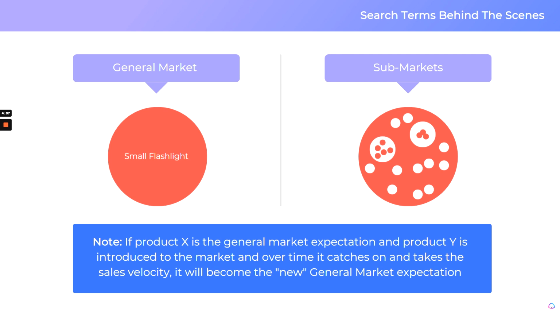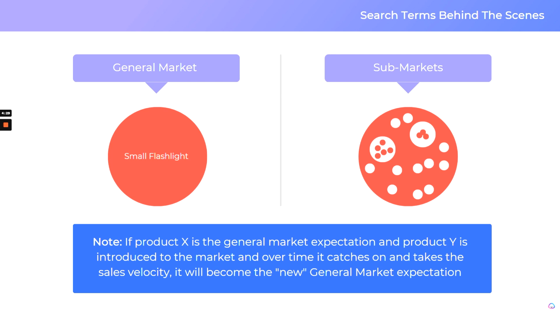But then there's sub markets, right? So flashlight, 500 lumens or 1,000 lumens or 1,500 lumens, there are certain characteristics that make up a sub market, something that they are looking for specifically, right? And so a general market product could actually still be part of a sub market trend. However, there are parts that the algorithm actually adjusts for.